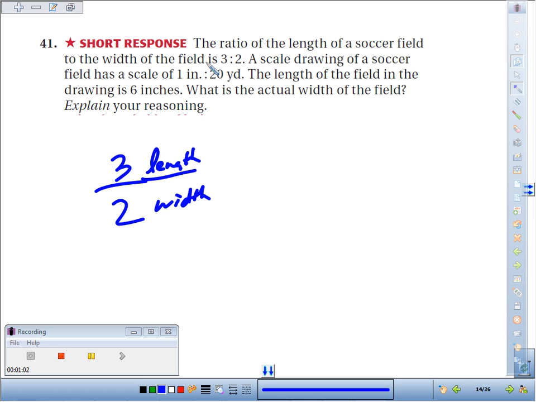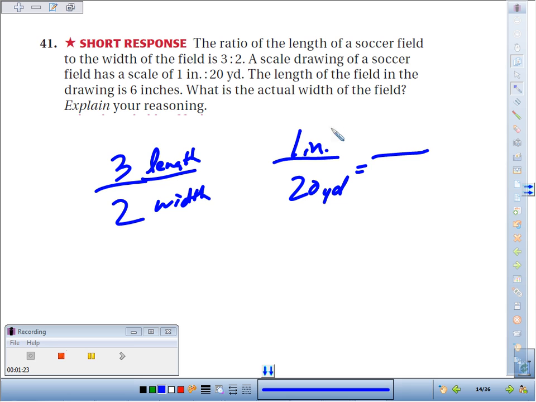A scale drawing of a soccer field has a scale of 1 inch to 20 yards. The length of the field in the drawing is 6 inches. What is the actual width of the field? Okay, so we've got a couple different scales going on here. So in this drawing, 1 inch is 20 yards. And the length of the field in the drawing is 6 inches.